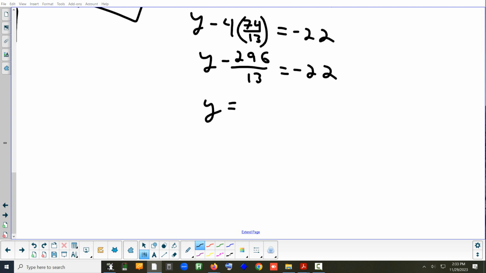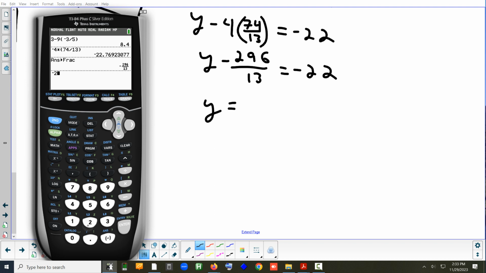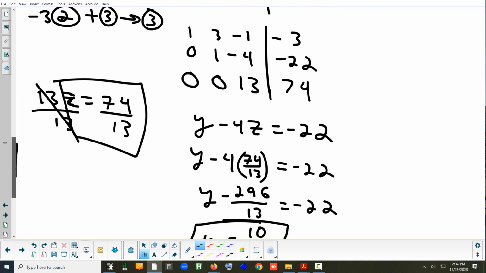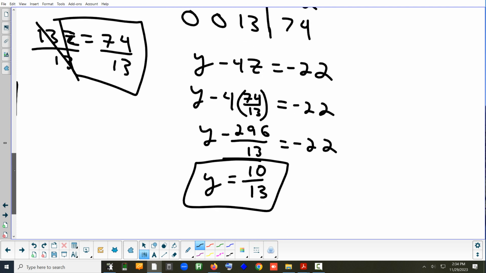Which again, I'm not going to do by hand. I'm just going to do negative 22 plus 296 over 13. Okay, messy decimal. How can I fix it so it's a fraction? Math, fraction. 10/13. So there's y. And the last letter we need is x.